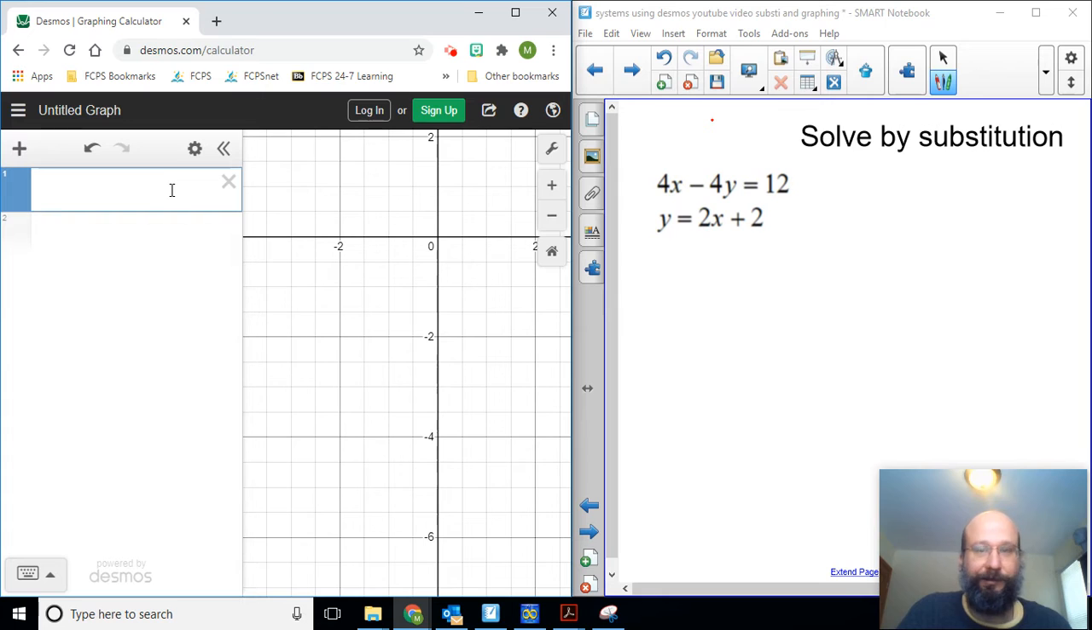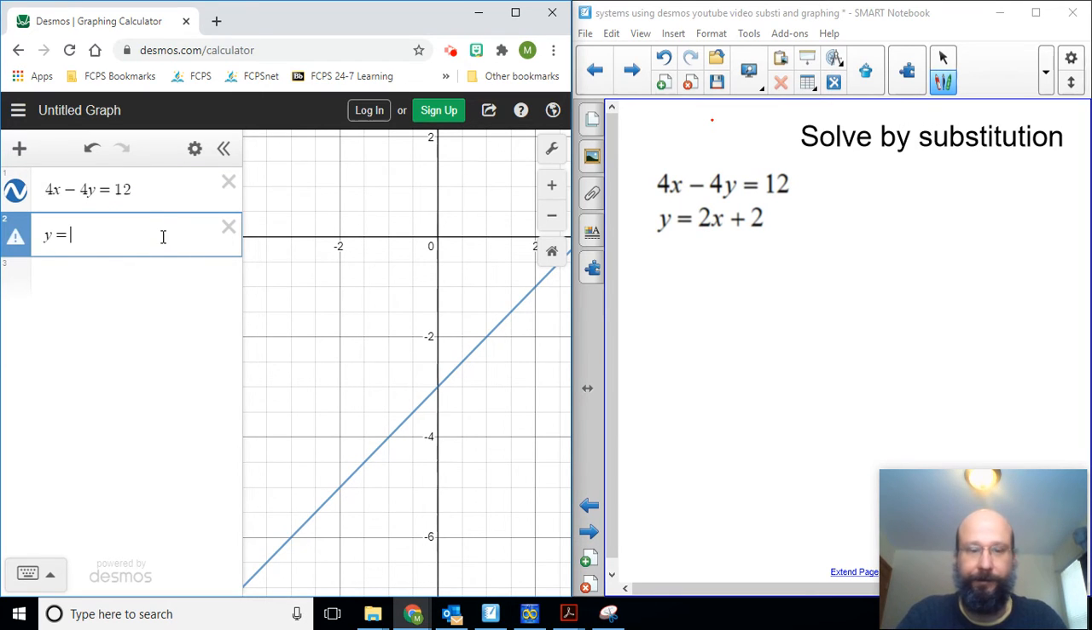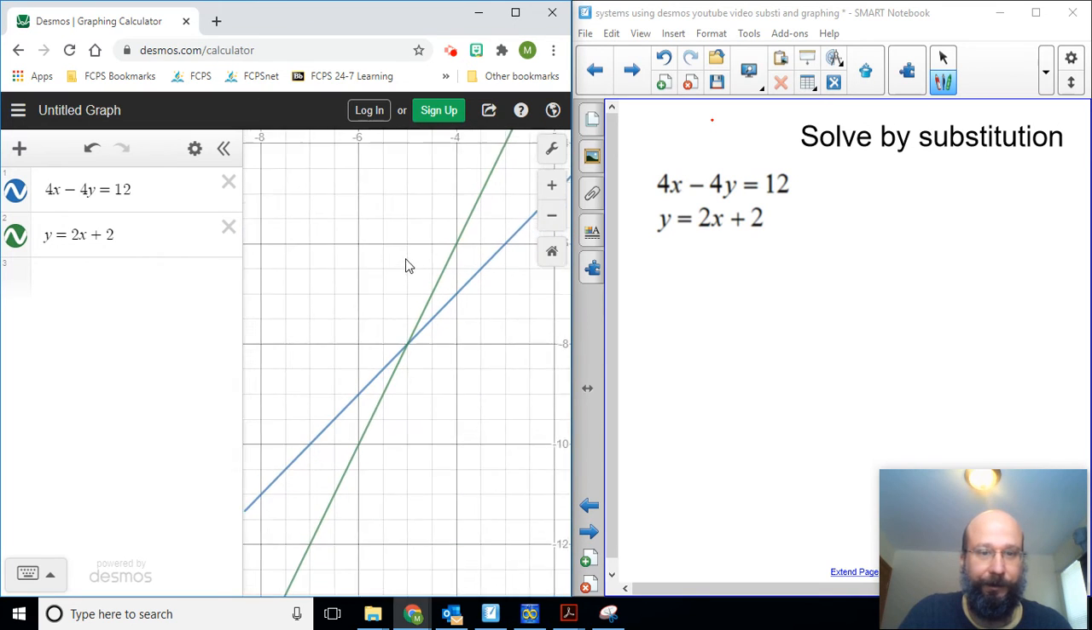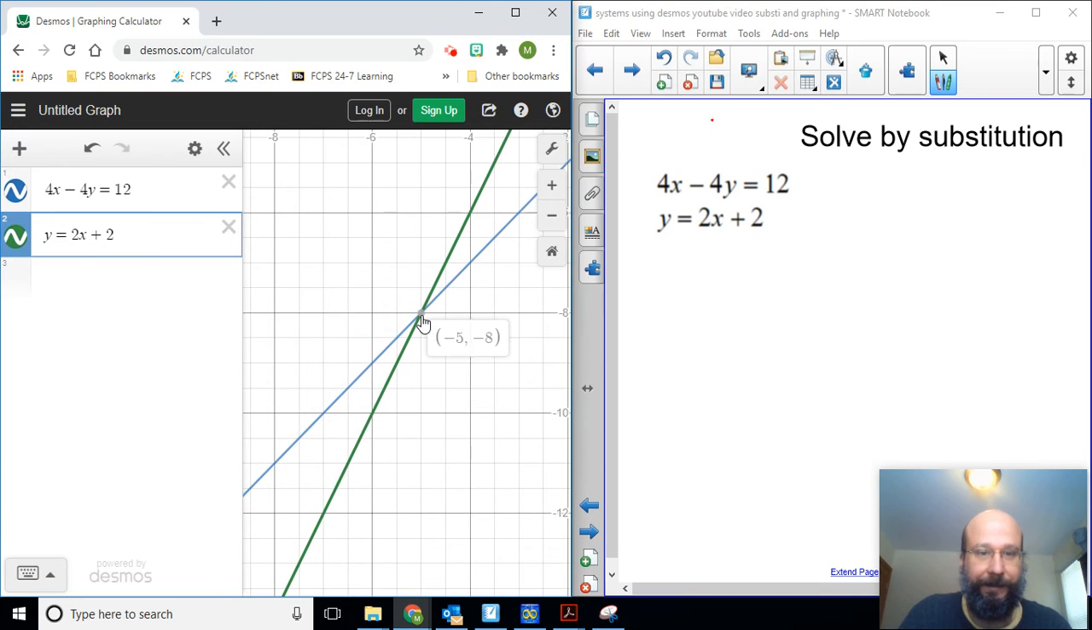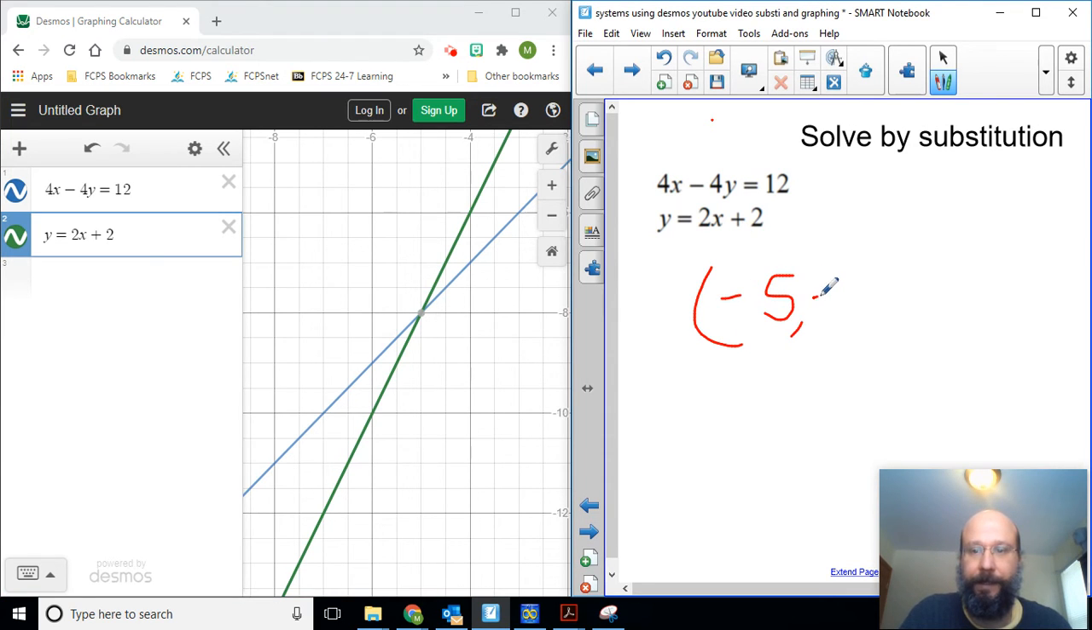Last one, and then we'll practice graphing. So 4x minus 4y equals 12, and y equals 2x plus 2. Green line is the second one. Blue line is the first one. It looks like they're crossing down here, so I'm going to drag it. I'm going to click, and then -5, -8. That's my answer. x equals -5, y equals -8.